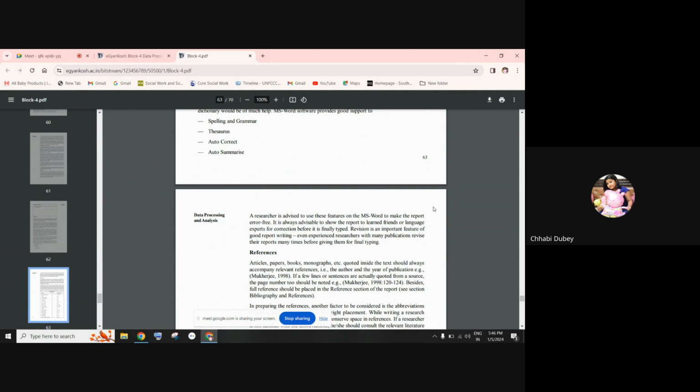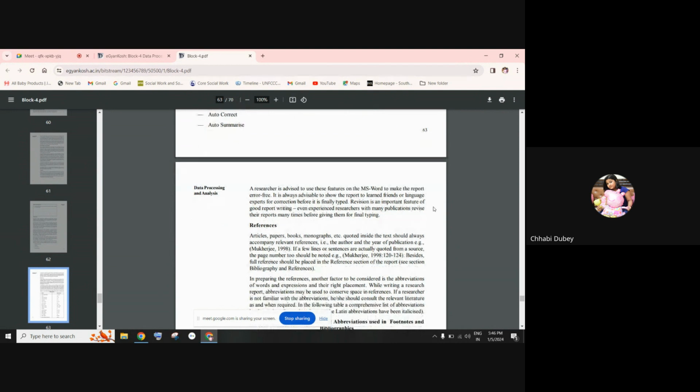And it is always advisable to show the report to other people, maybe to the supervisor or to another colleague or a friend who can give some expertise for corrections before it is finally typed. And it is always suggested to go through multiple readings of the research report before finally submitting. This will help you to come up with any kind of discrepancy in the report, or any grammatical or spelling error.